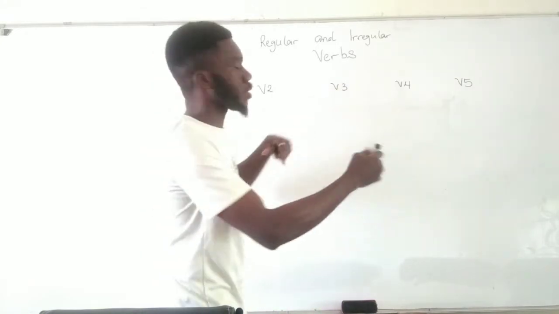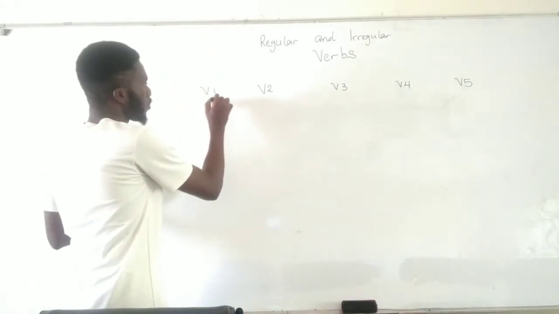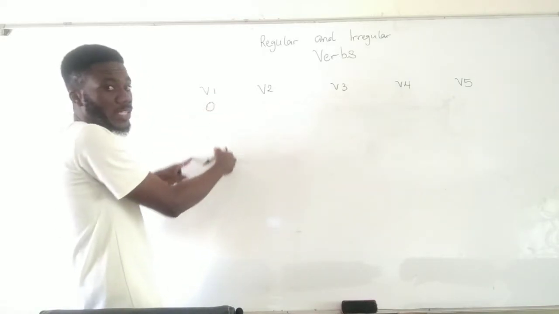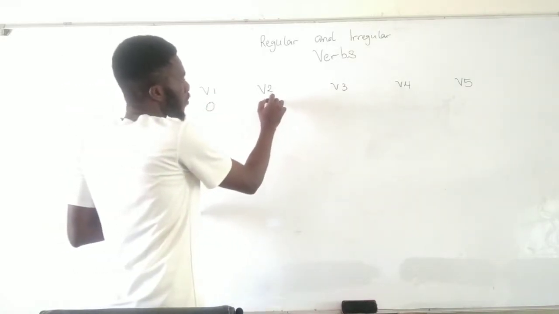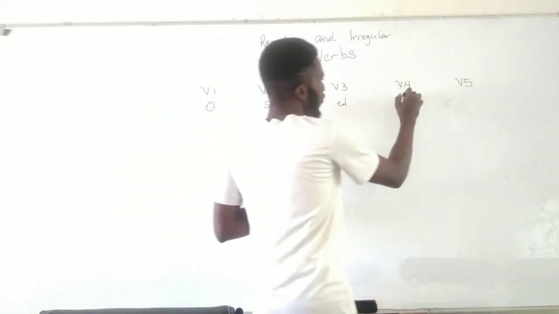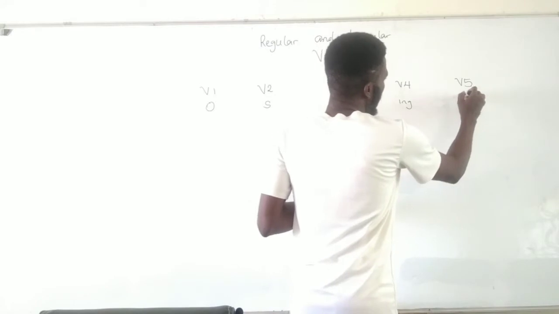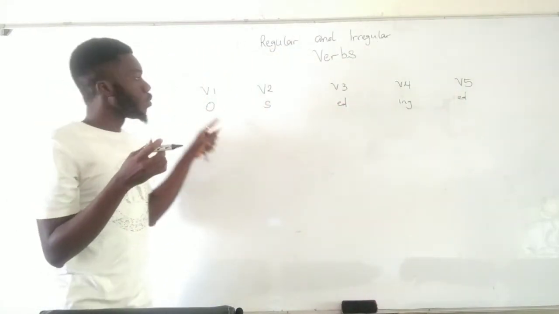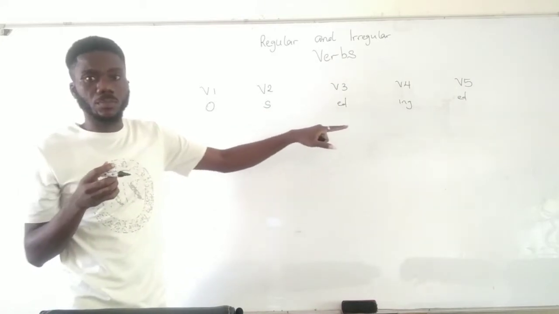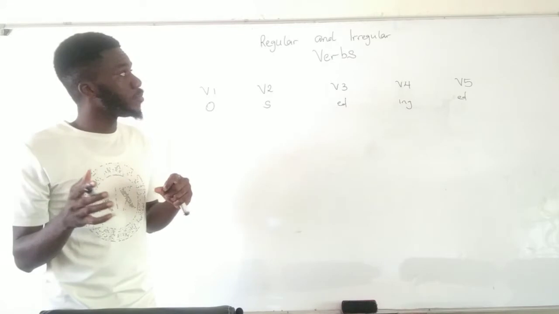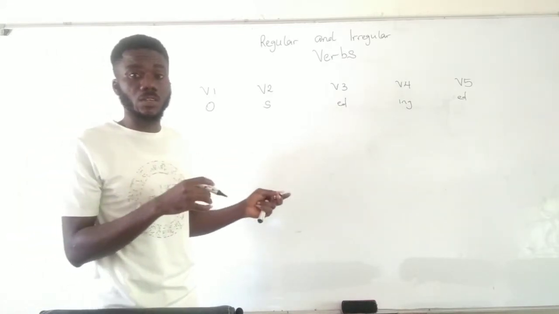These are verb forms. Here, we have 0, meaning that there is nothing to be added to the word that will be under this. Here we have S. Here we have ED. Here we have ING. And here we have ED. What it means is that the words to appear under this would have these things added to them. Now, this is what I'm going to use to explain the difference between regular verbs and irregular verbs.